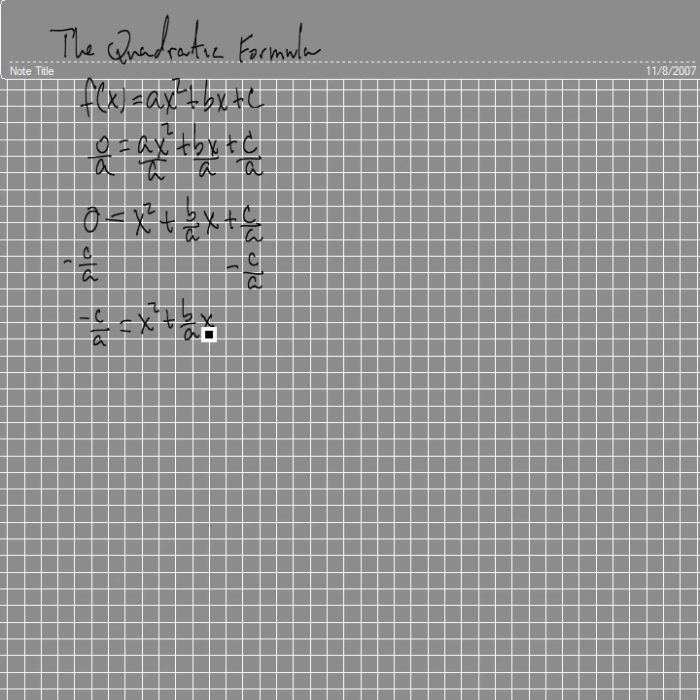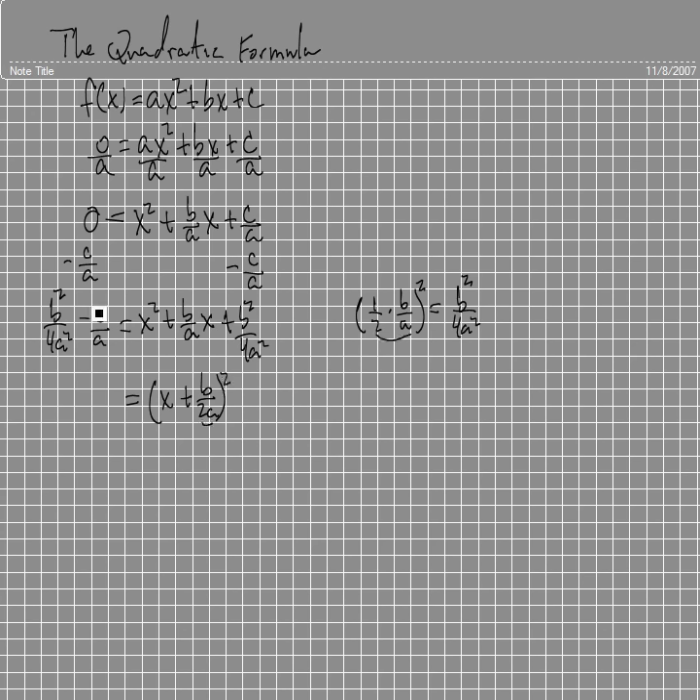And now we perform the step that completes the square. We take half the linear coefficient. Remember, taking half is just multiplying by a half. Square it. And the result, we add to both sides of this equation. This makes the quadratic side a perfect square, which factors to x plus b over 2a quantity squared. Notice what's under here is what's under here.